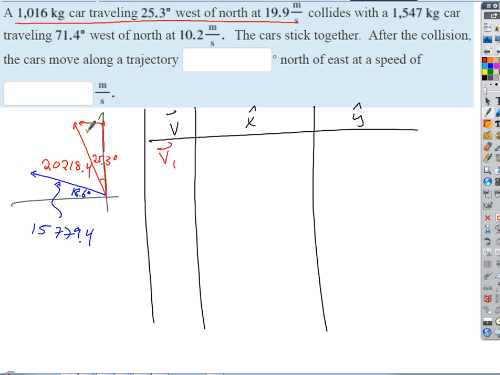So we're going to multiply our magnitude, 20,218.4 times sine 25.3. What's the sign going to be of that? Positive or negative? Negative, because it's pointing backwards. Okay, good. And then the y component's going to be positive or negative? Positive. Yeah, negative. Okay, good. And then v2.